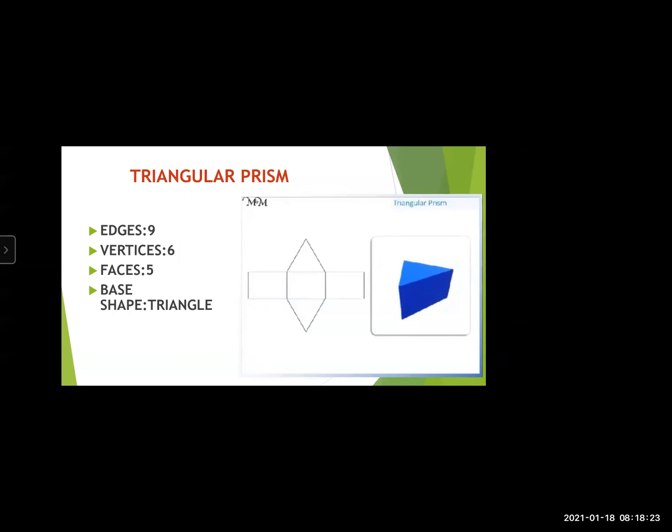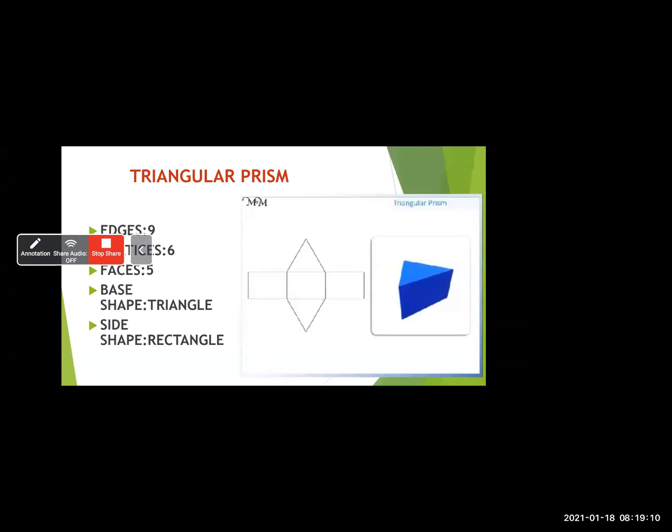is triangle. Here we can see the side shape. In this figure, there are three two-dimensional shapes you can see. Here we can see a rectangle also, and here we can see triangle also. Here we can see there are three rectangles and two triangles. That means here the two bases are parallel to each other, and the two triangles are of equal size. And here there are three rectangles. See here.